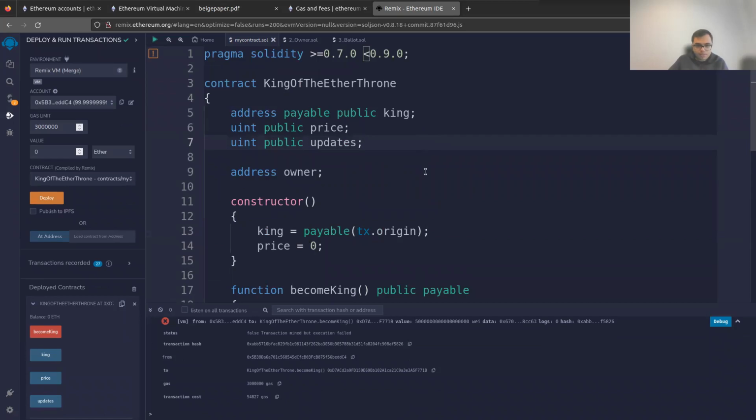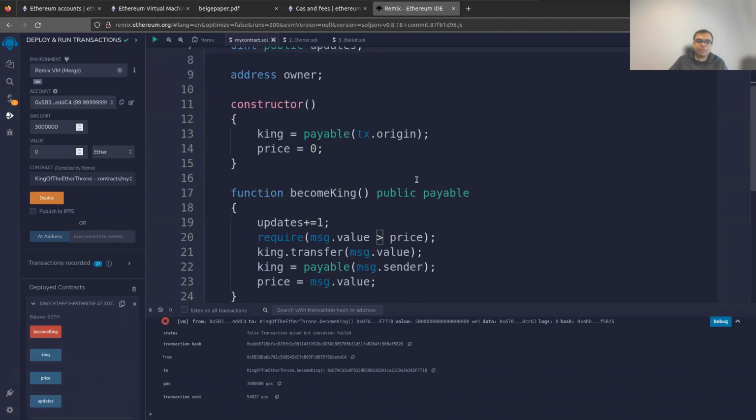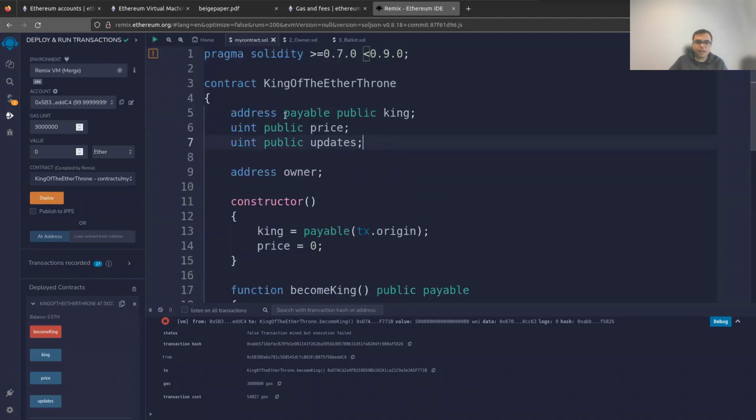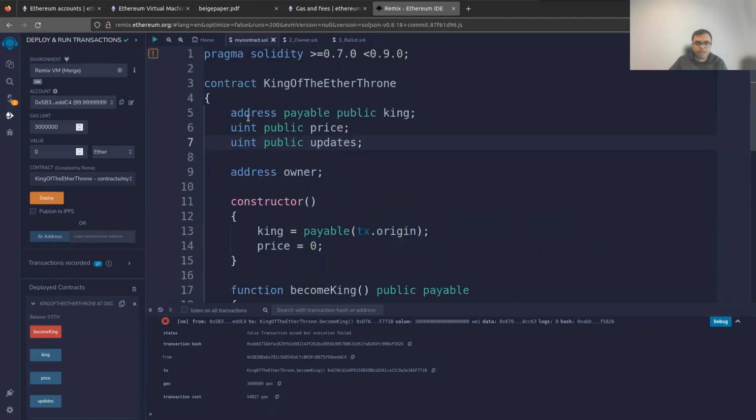Let me see. So what else did I want to tell you? Okay, one more important thing is that we actually have different types of variables in our contracts. So there are these variables here, and we call these usually storage variables. And these are the variables that everyone on the network has to keep track of. So this is what we call stored in the storage of the contract. So everyone always keeps track of the value of king, price, and updates here.